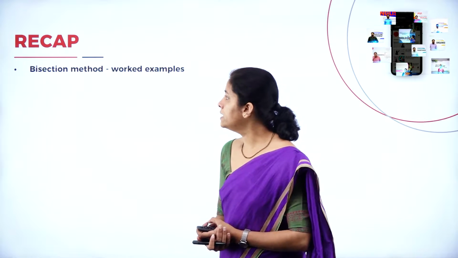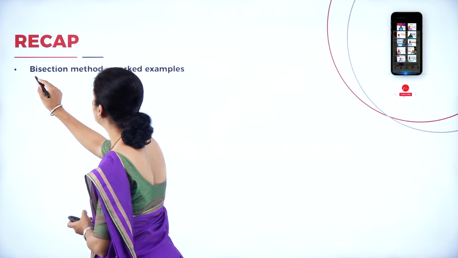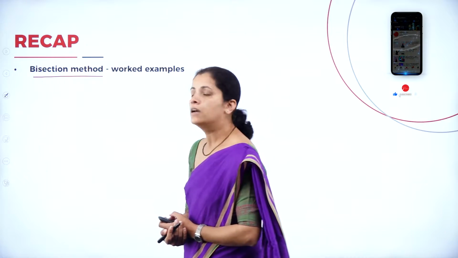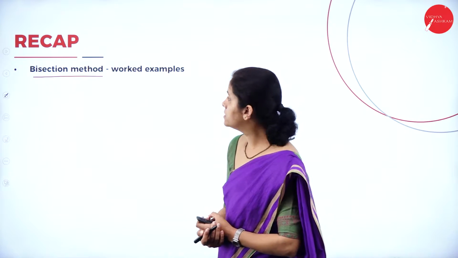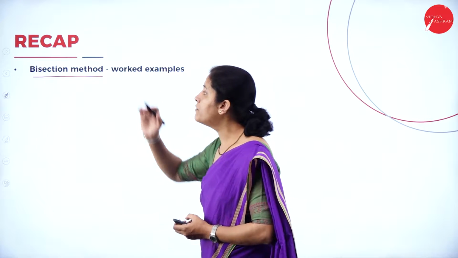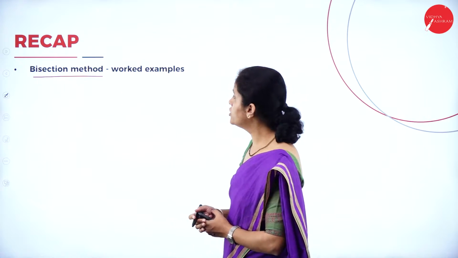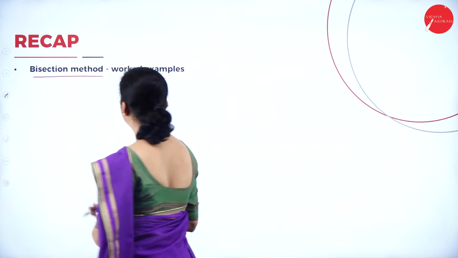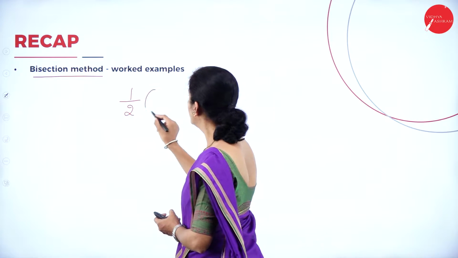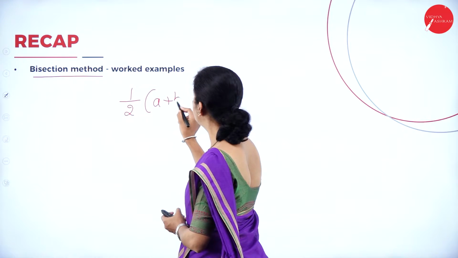So dear students, I started with the bisection method. Along with that, I solved some problems. So what is the formula of the bisection method? That is 1 by 2 (a plus b).